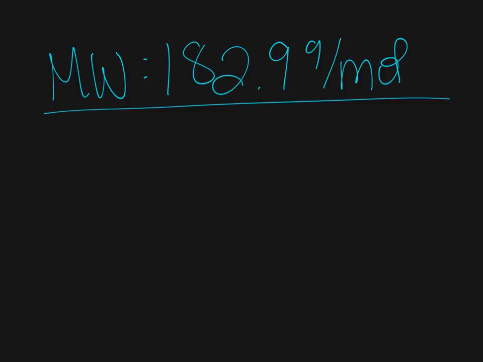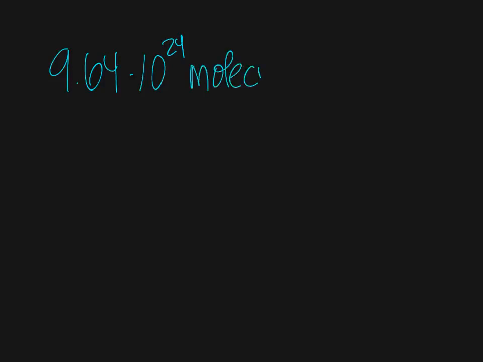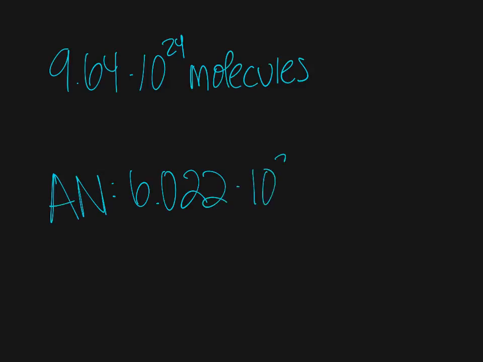Now that we have the molecular weight, we can do some dimensional analysis to figure out how many grams of dichlorine heptoxide we have. So the problem tells us that initially we have 9.64 times 10 to the 24th molecules of dichlorine heptoxide. Now to get this into moles, we have to use Avogadro's number, which is 6.022 times 10 to the 23rd molecules per mole.